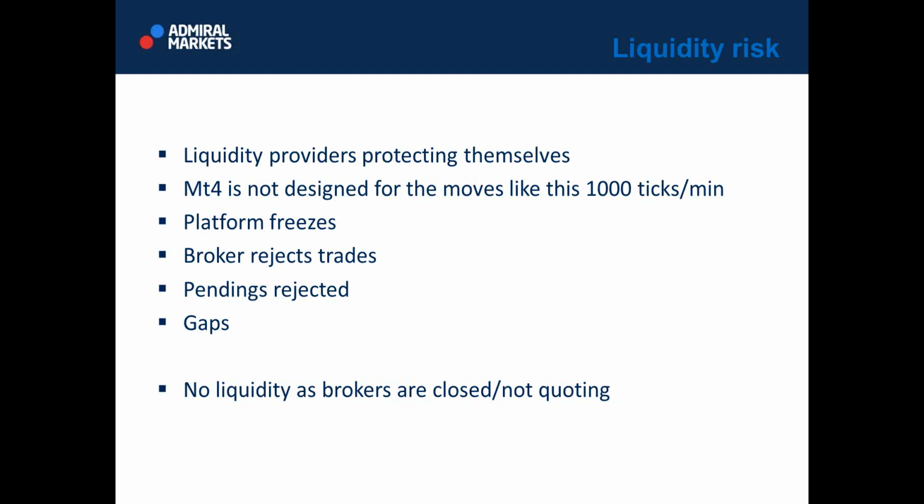MT4 platform is not designed for moves like this. The MT platform can handle, I don't know, 10 ticks per minute, 10 ticks per second, whatever, but 1,000 ticks in a minute, it cannot handle. That is the flaw of the MetaTrader 4 platform. And when moves such as this happen, many traders will see frozen platforms. They will not be able to open any positions. Brokers will reject those trades, pending orders will be rejected, and gaps will be shown. That is called liquidity risk. When there is no liquidity, that means that brokers are closed, they're not quoting the price. And basically that is what is now happening to all Swissy trades.